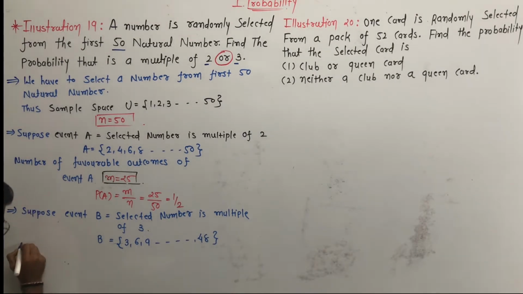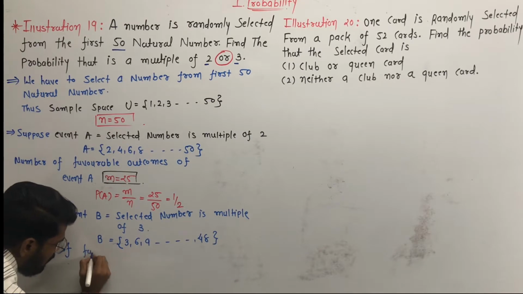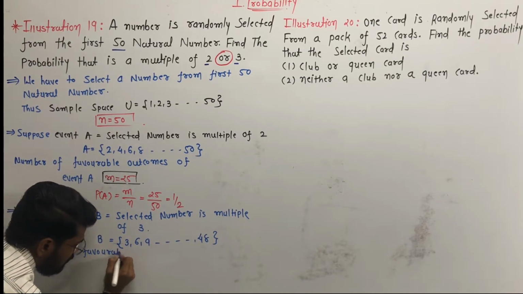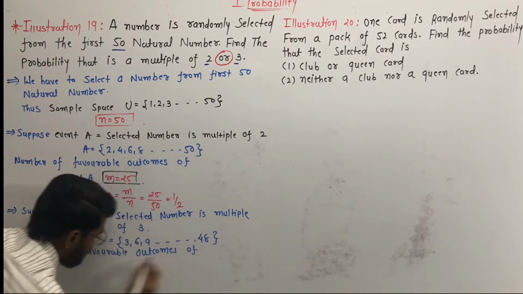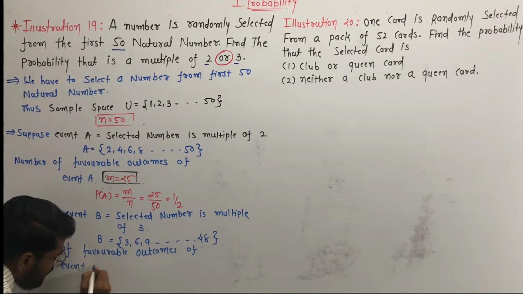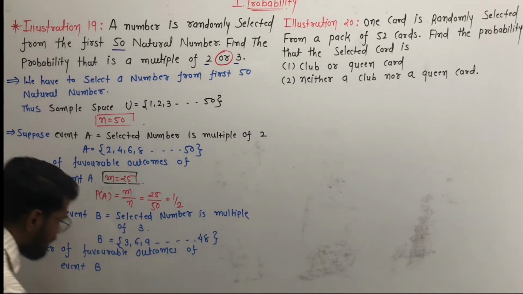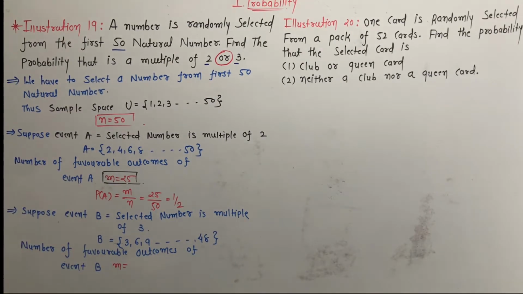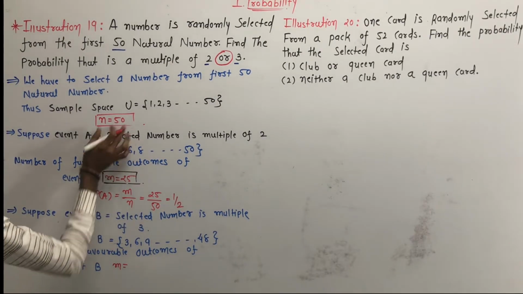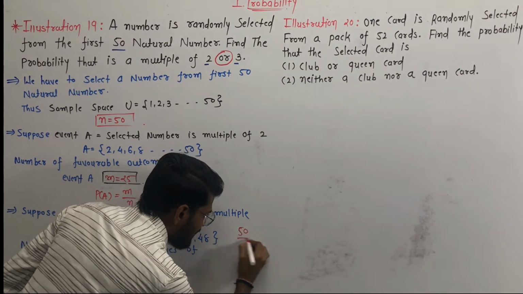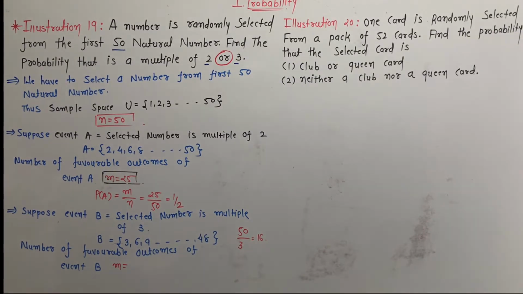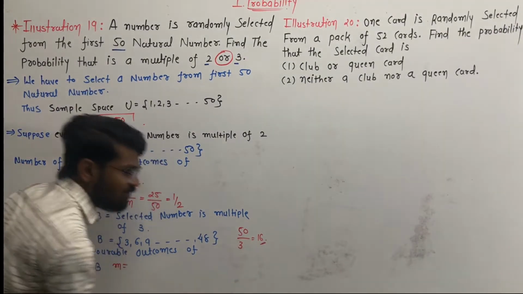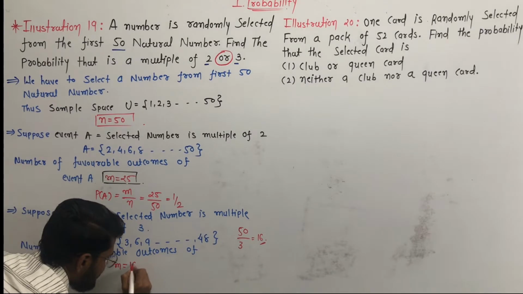The number of favorable outcomes of event B is also denoted by M. How many favorable outcomes are in event B? Here the total number is 50, and 50 divided by 3 is equal to 16 point something. So the number of favorable outcomes will be 16. Clear? It is a shortcut method.